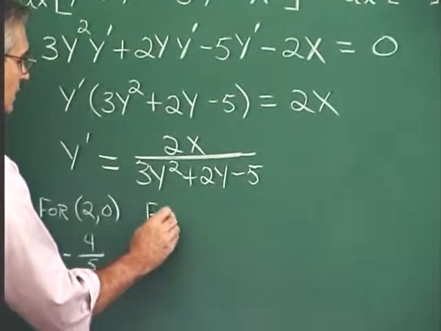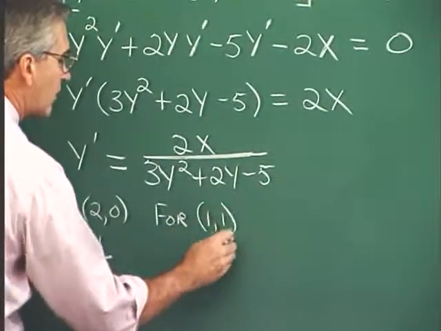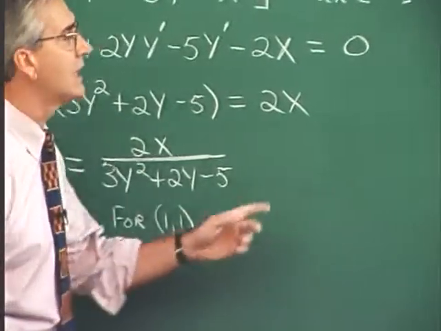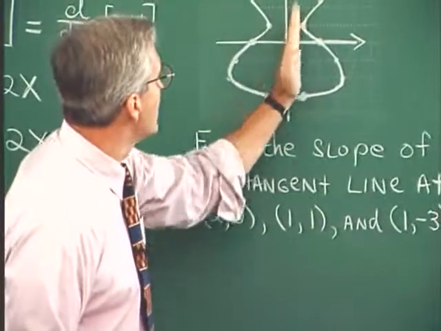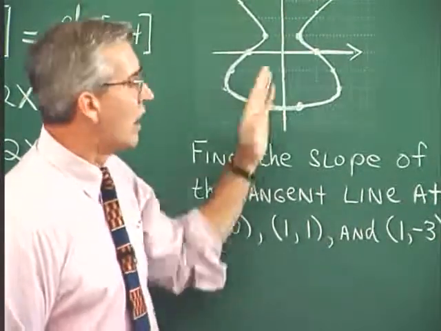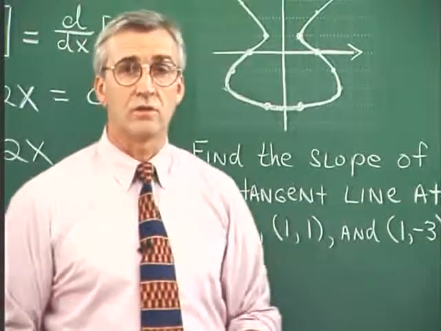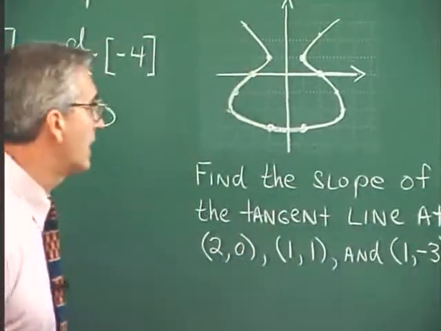For the next point, the next point is 1, 1. And let's look at the graph and see what we might expect for that. The point 1, 1 is here. Oh, the slope of the tangent line. Gee, it looks like the tangent line could be a vertical line. But you remember that the slope of a vertical line is undefined. Let's see if it doesn't turn out to be undefined over here.